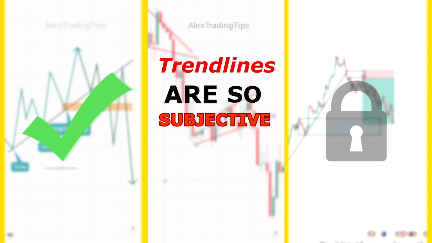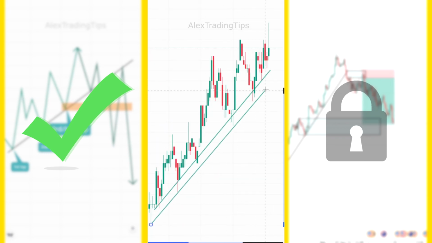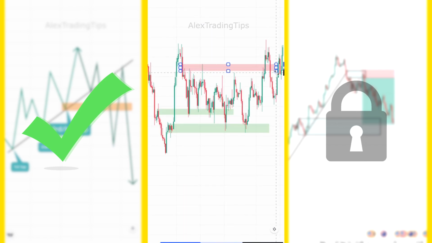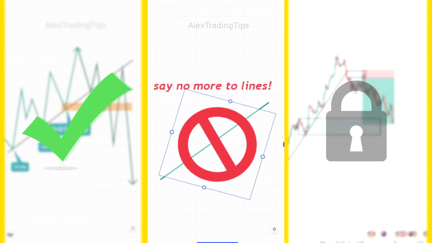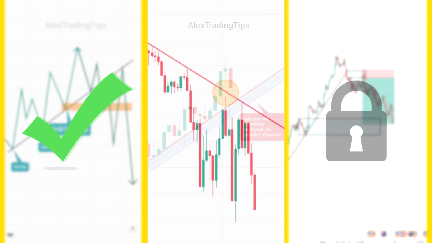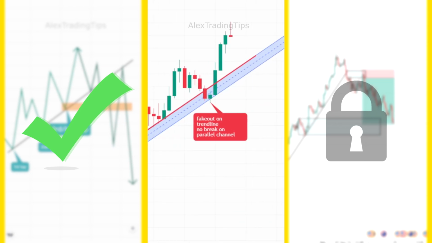Trendlines are so subjective. You can draw it like this and like that. There's even dudes doing this. Just like levels, trend lines shouldn't be a line, but an area, because price might never reach your line or go past it and you're gonna think it's a freaking breakout.